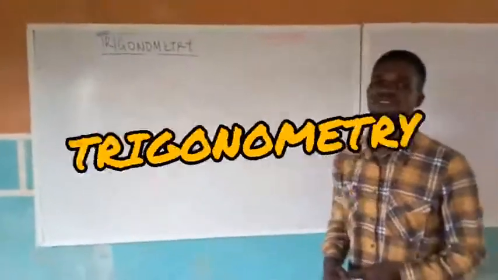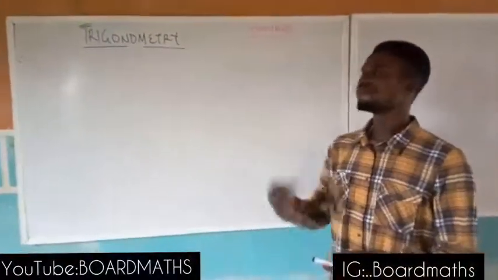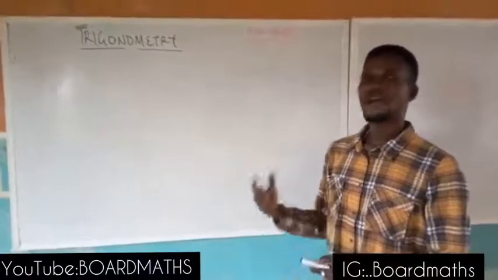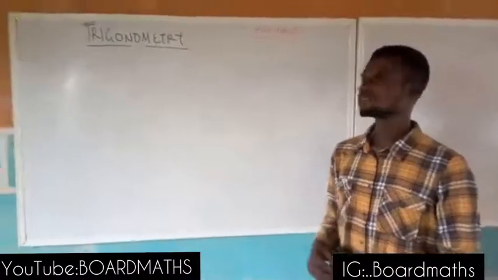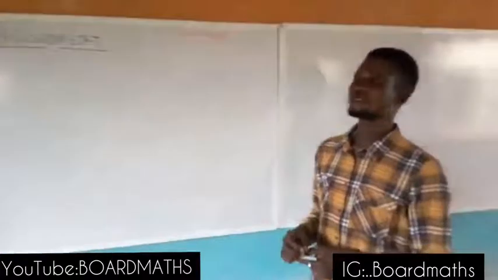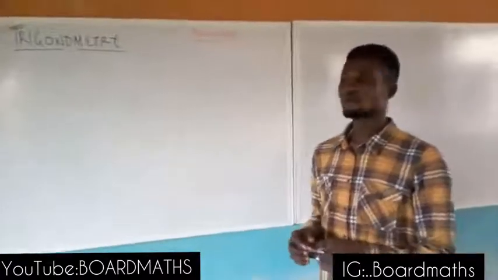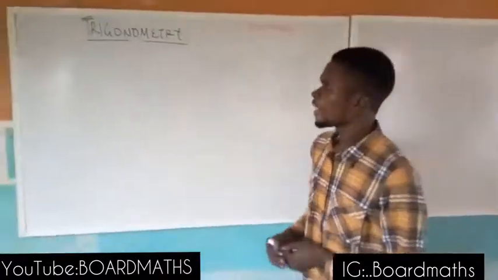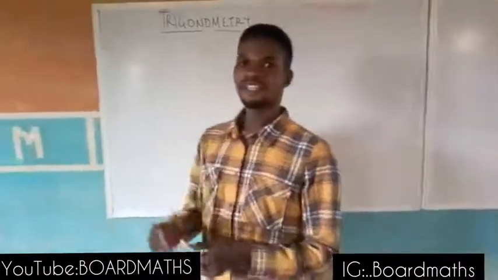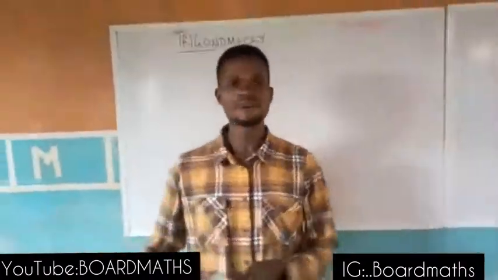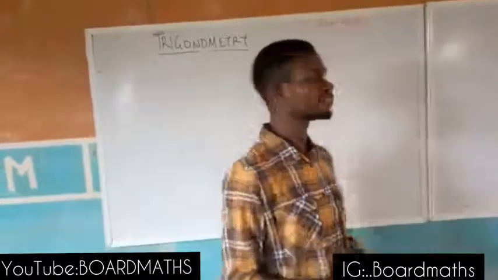So what is trigonometry? Trigonometry is the study of angles and sides. We have 6 trigonometric functions: the sine, the cos, the tan, the sec, the cosec, and the cot. Now we can graph the trigonometric functions. Let's take the graph of sine theta and cos theta.